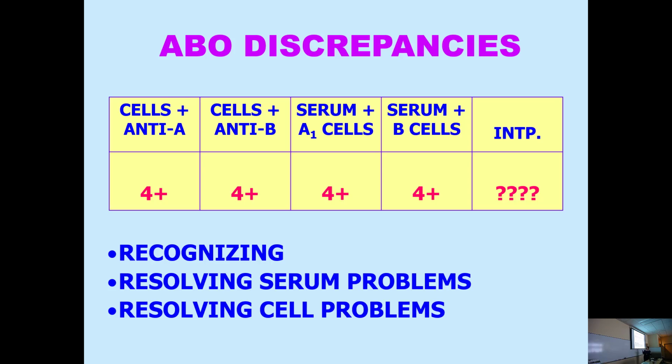Hopefully, if you all saw something like this, you would say, oh, there's a problem, right? At this point, you should be able to recognize that we have problems, and resolve any serum problems and resolve the cell problems, because you have to look at it both directions. What's causing our problem? Is it the patient cells or patient serum? And again, serum, plasma, interchangeable for our purposes.